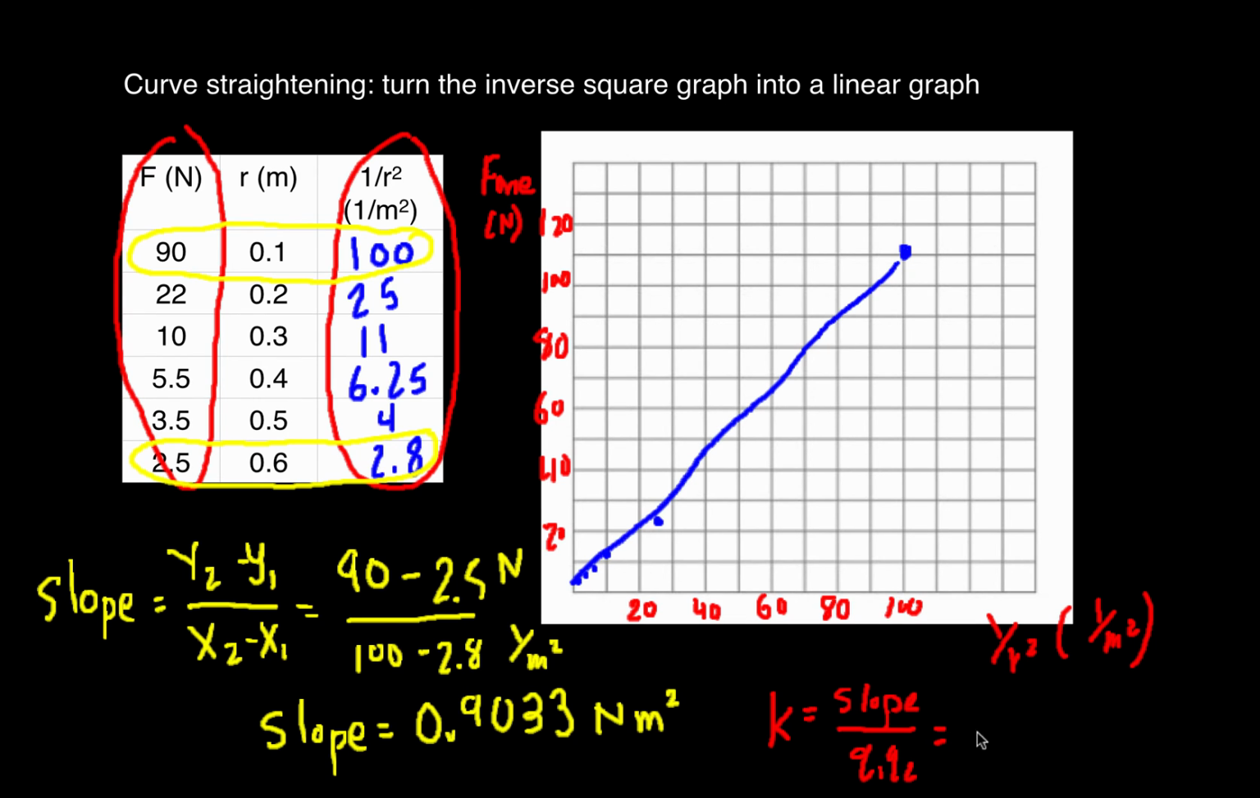And from the original example, we see that both the pith ball and the rod had a charge of 10 microcoulombs, so k is equal to 9.9033 newton meters squared divided by q1, which is 10 microcoulombs, and q2, which is 10 microcoulombs. This gives us a k value equal to 9 times 10 to the 9 newton meters squared per coulomb squared.